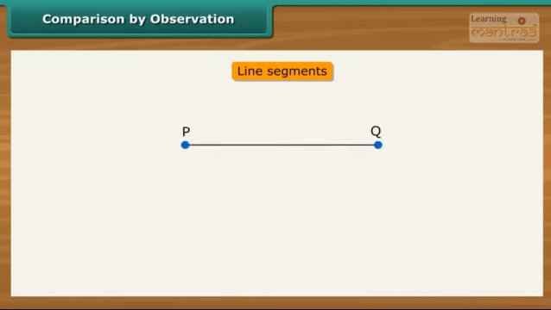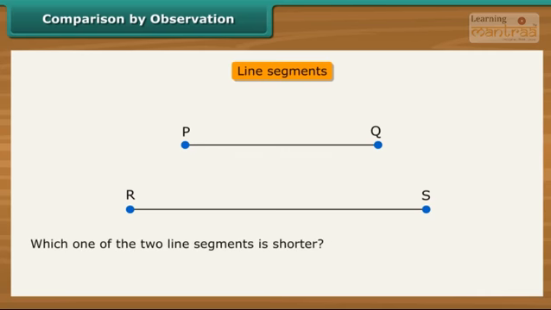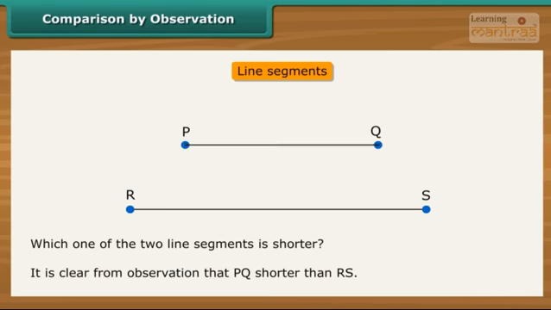Comparison by observation. Look at the two line segments PQ and RS. Which one of the two line segments is shorter? Observe the two line segments. It is clear that PQ is shorter than RS.